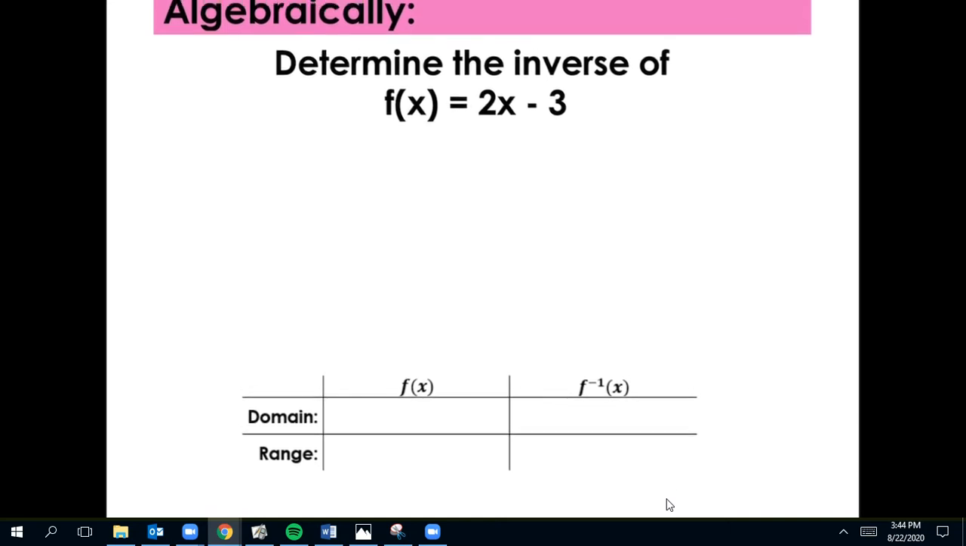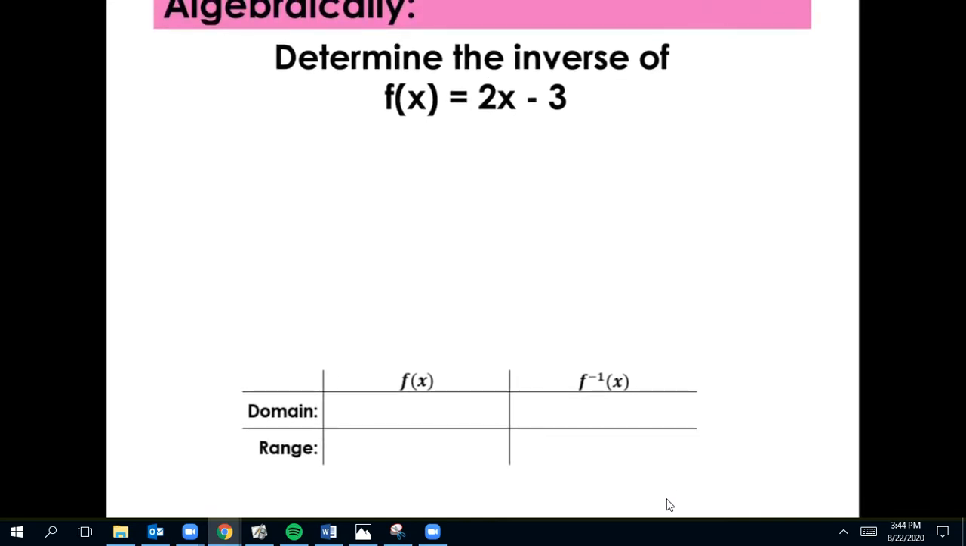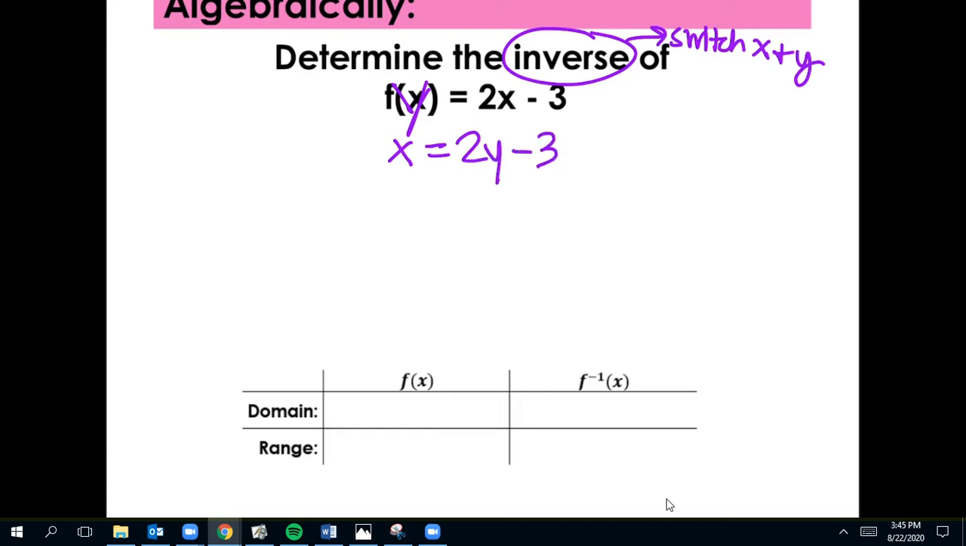We can also do inverses algebraically. And so just remember the definition: inverse is when you switch x and y. What we're going to do is, remember f of x is a fancy way of saying y. So the first thing we like to do is switch x and y. We're going to say x equals 2y minus 3. And then we want to solve for y. So switch x and y and then solve for y. So let's go ahead and do that.